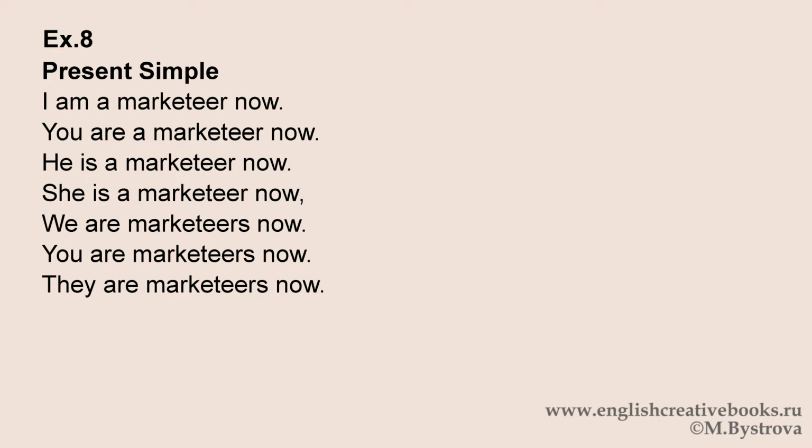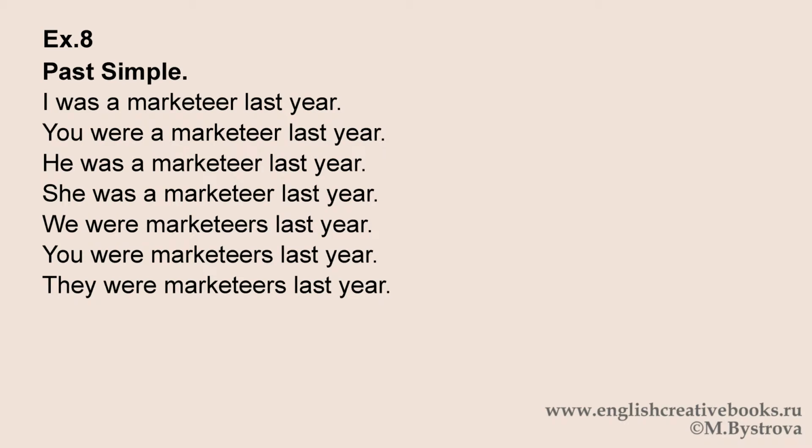Present simple. I am a marketeer now. You are a marketeer now. He is a marketeer now. She is a marketeer now. We are marketeers now. You are marketeers now. They are marketeers now.